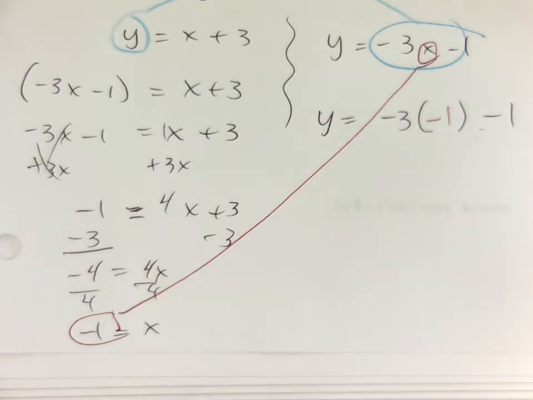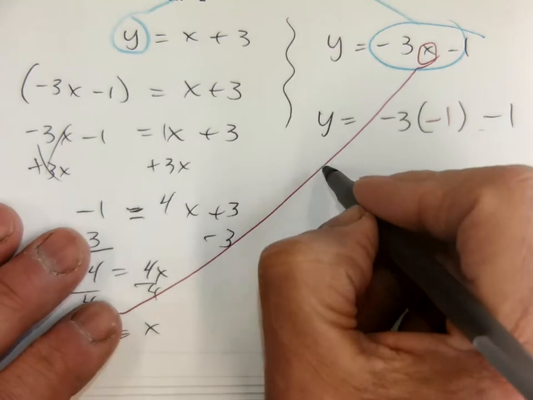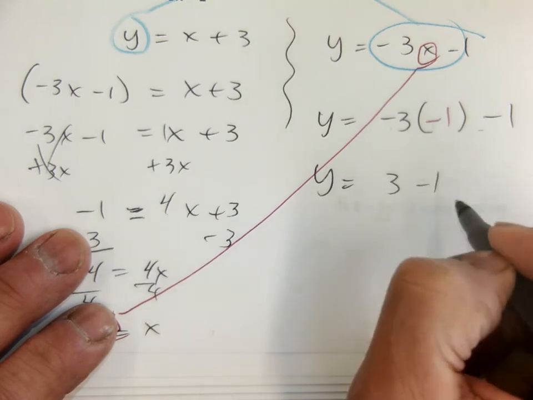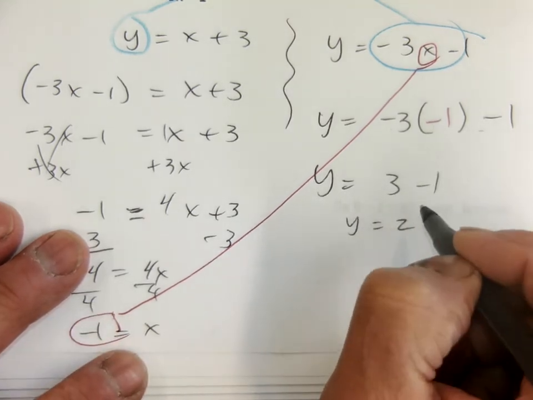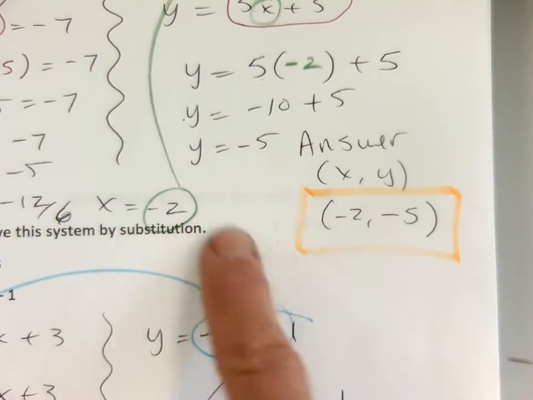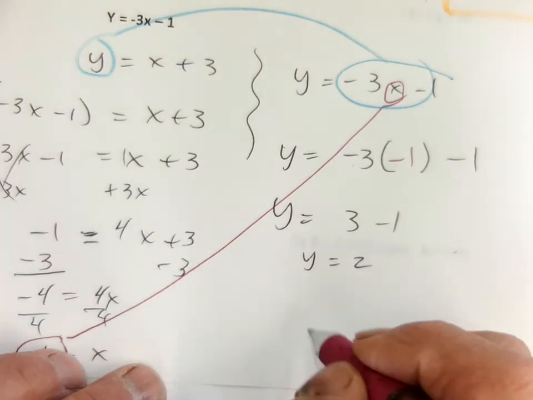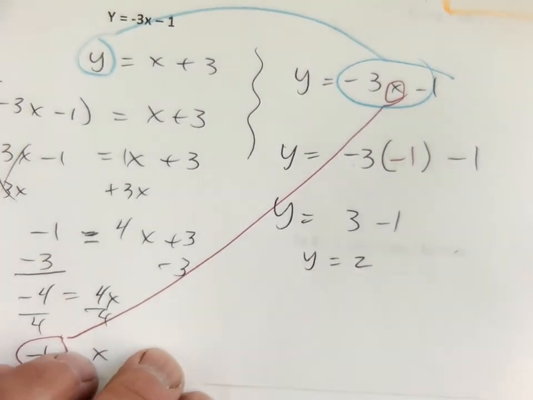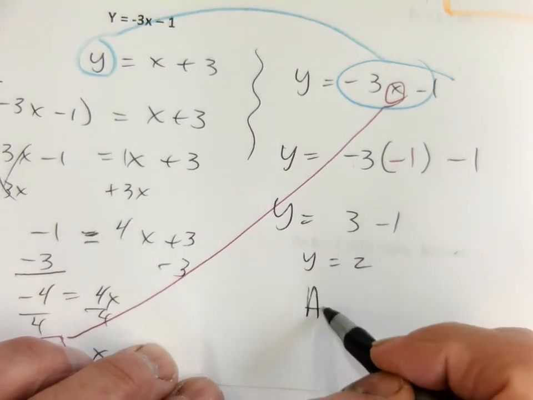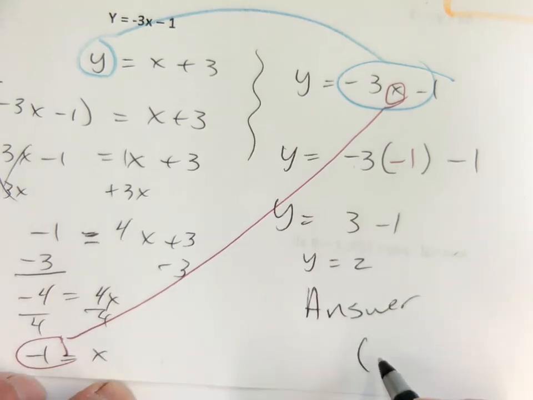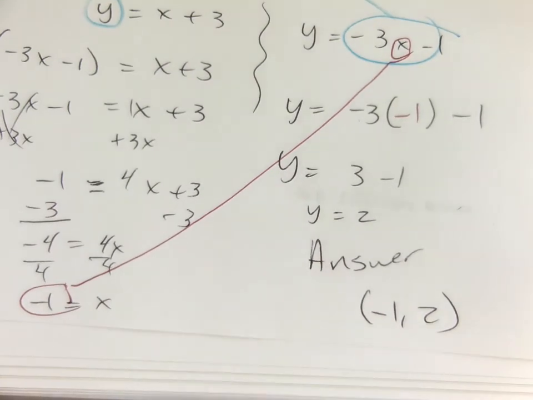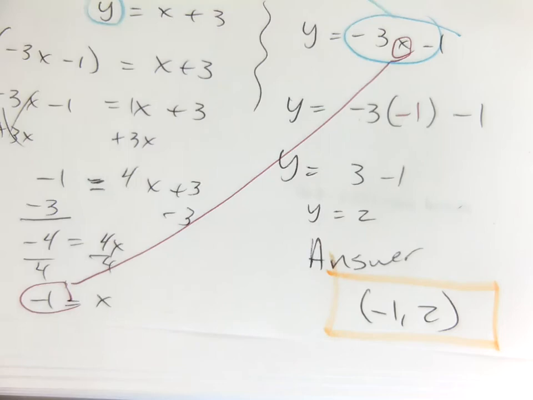Okay, so I substitute. Let's figure out what y is. Negative 3 times negative 1 is a positive 3, minus 1, so y equals 2. Now remember, my answer is a point, right? So this answer has got to be negative 1, 2, because it's a point. Again, we never graph the lines. We don't even know what the lines look like, but we know where they intersect.